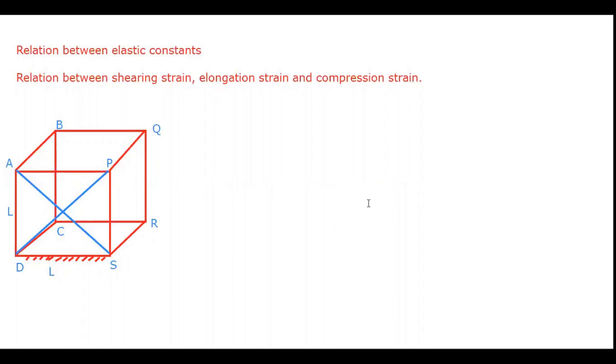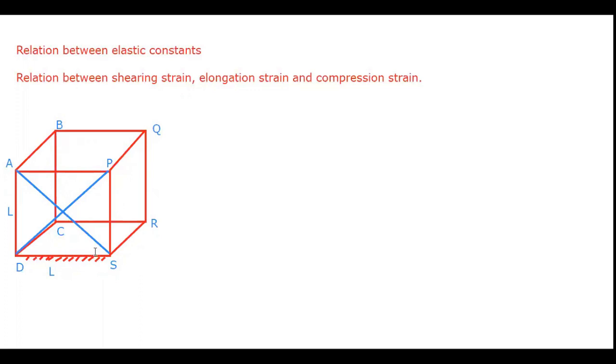So, keeping this in mind, let us find the relation between shearing strain, elongation strain, and compression strain. To understand this, let us take an example cube. The cube consists of 6 faces and is labeled like this: A, B, C, D, P, Q, R, S, and one face of the cube is fixed to a rigid support. Let me take the diagonal AS and the diagonal DP. Each side of the cube, let us consider, is L. So all the sides of the cube are constant.